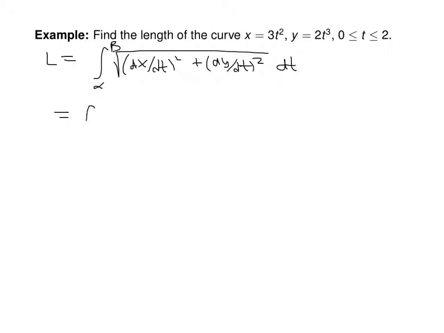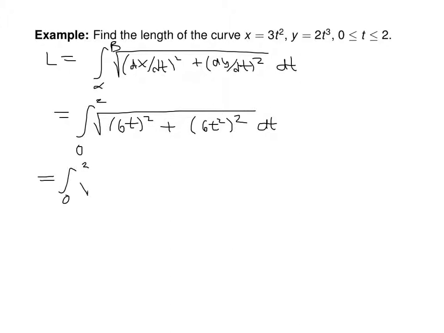So we have an integral from 0 to 2. The root of dx/dt, which will be 6t, so 6t squared, plus dy/dt, which will be 6t squared, so 6t squared squared, dt.